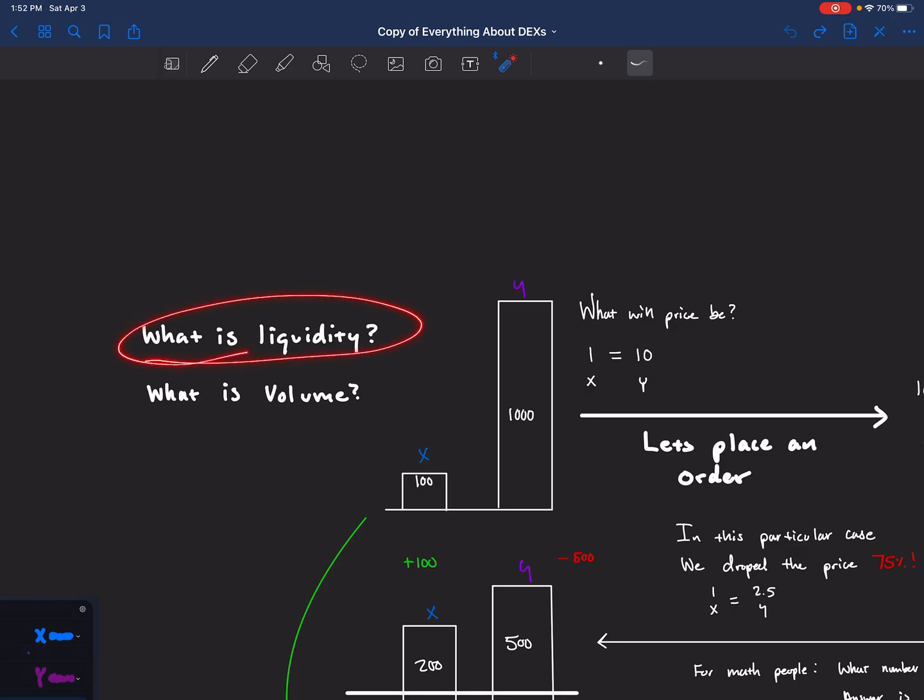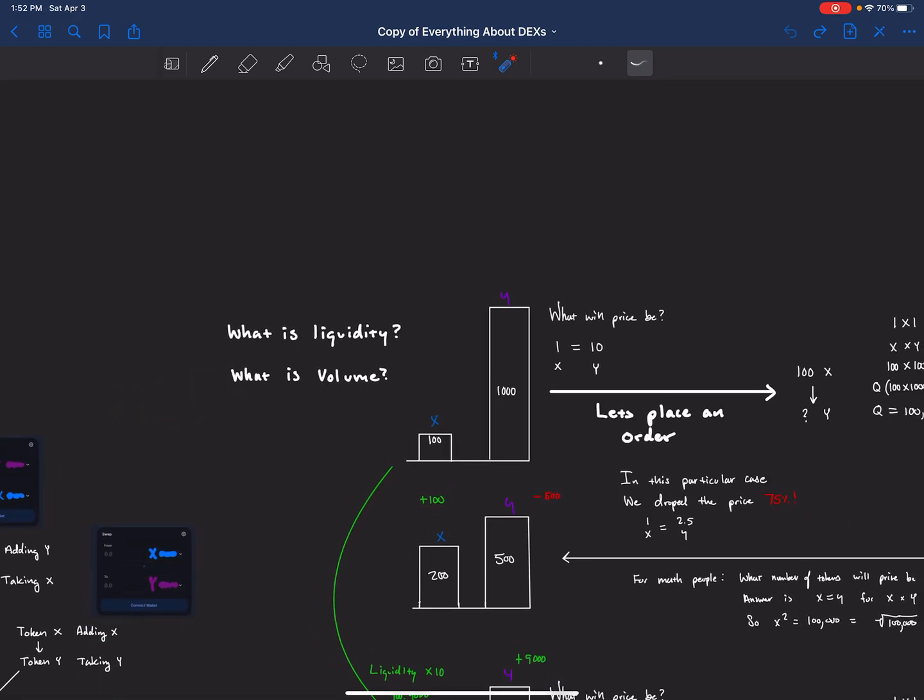So liquidity is just how much money is in the pool. And volume is how much trading action there is. It's just the amount of action that happens. Like you traded 1,000 tokens in a day. That's all volume is, how much people trade stuff.